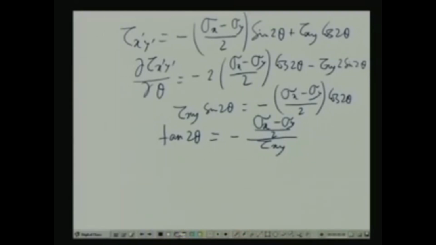Now, here also, as we have noticed earlier, there will be two values of theta defining the two perpendicular planes on which the shear stresses will be maximum, those angles being twice theta s and 180 degrees plus twice theta s. So in the stressed body it will be theta s and theta s plus 90. These are the two perpendicular planes on which the shear stress will be maximum.